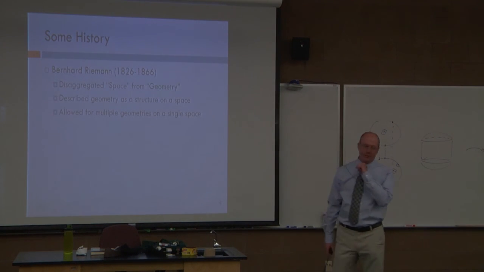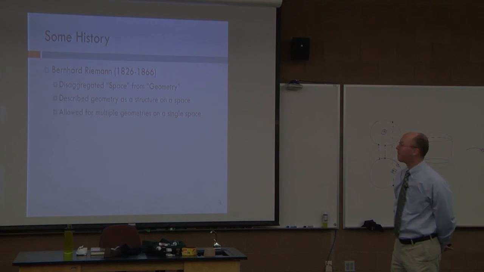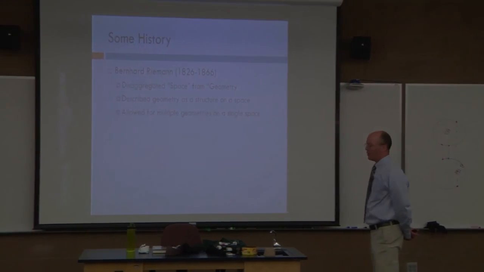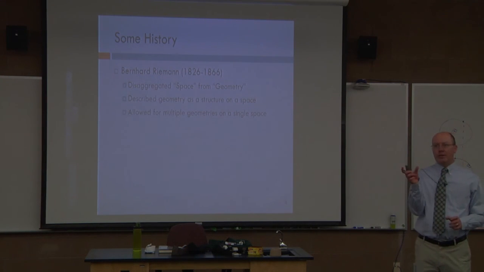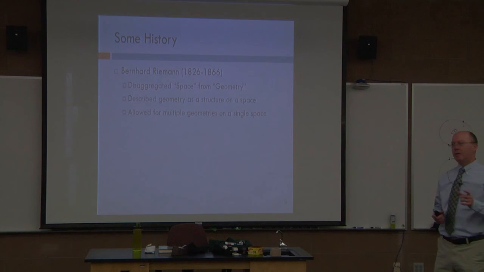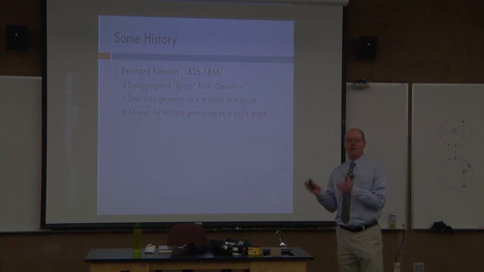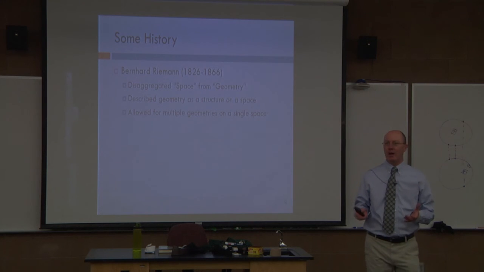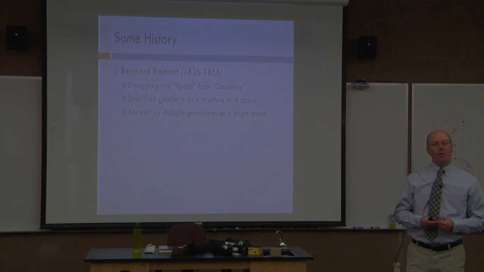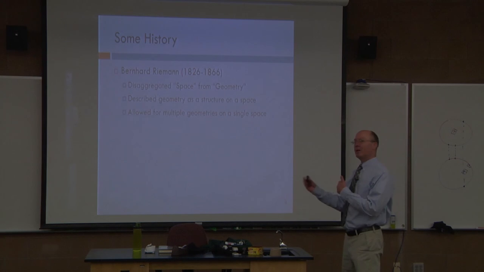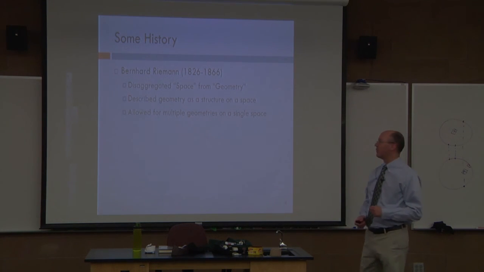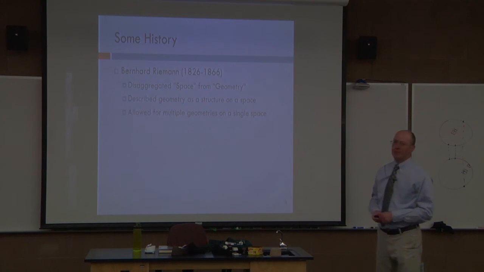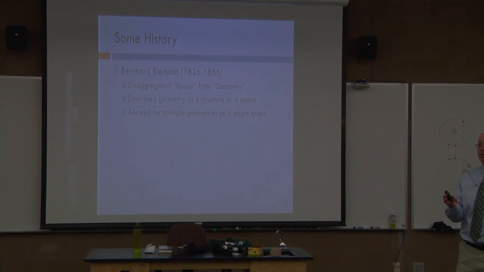So, brief history lesson, and we're out of time, so I'll tell you the history quickly. In the mid-19th century, Bernard Riemann was the first person to really disaggregate topology from geometry. And what he said was that in topology, we are going to study the surface without mention of distance. The way that you measure distance does determine something, but you can actually talk about the surfaces themselves without discussing distance whatsoever. He allowed for multiple geometries on a single space. So you might have one space of points with multiple different geometries on the same space.